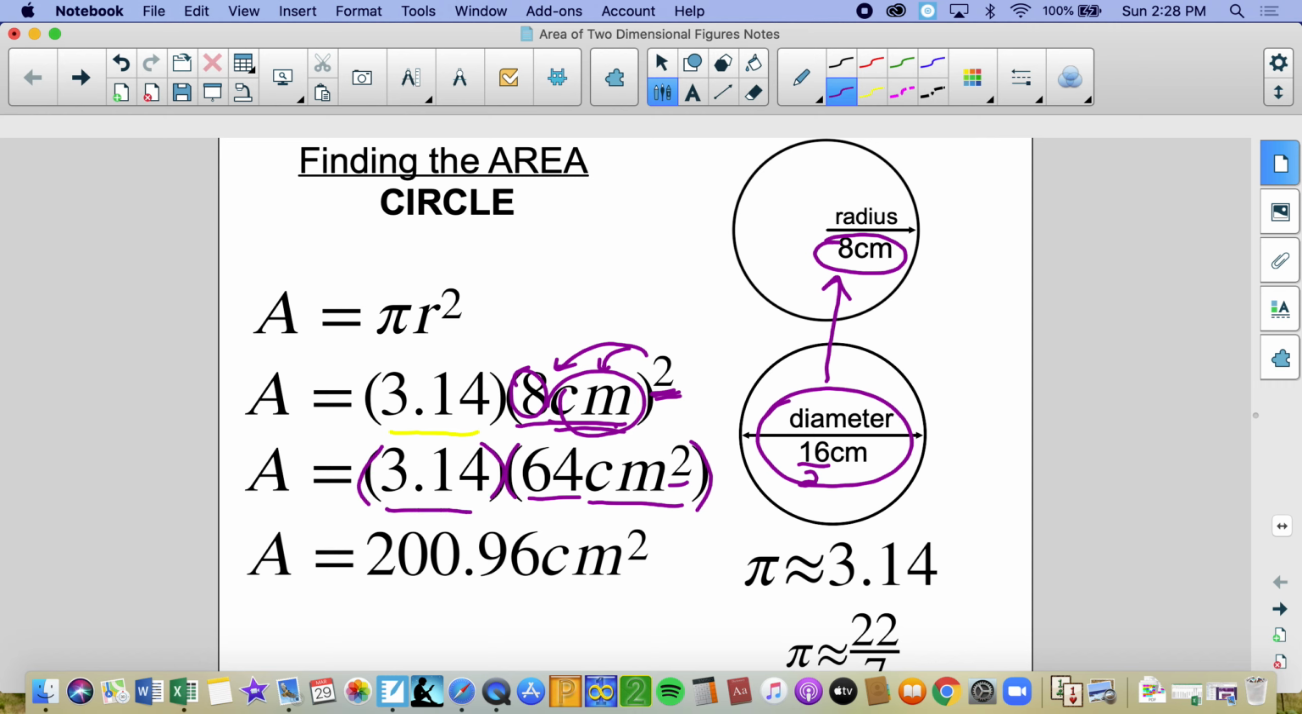Then we take 3.14, multiply it by 64, and we get 200.96 centimeters squared. I write equal, though that's also an approximation, but we don't have to get technical about that. You can write the equal sign. We understand that it is an approximate value.